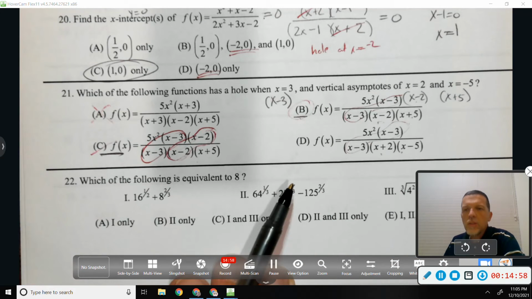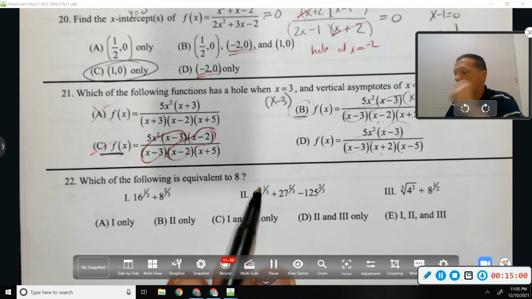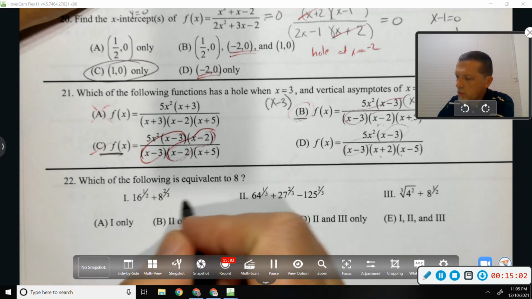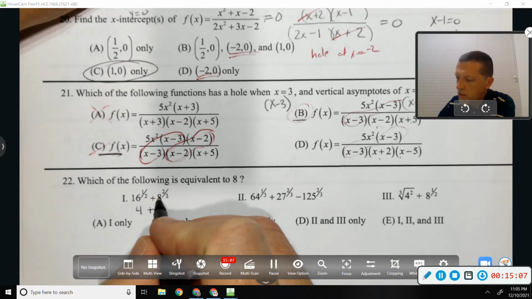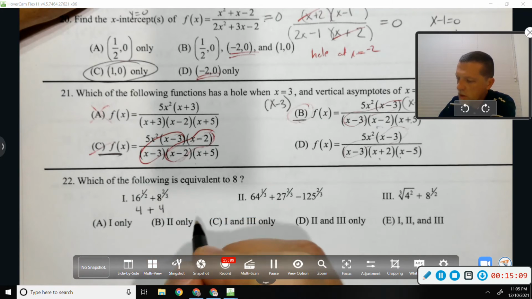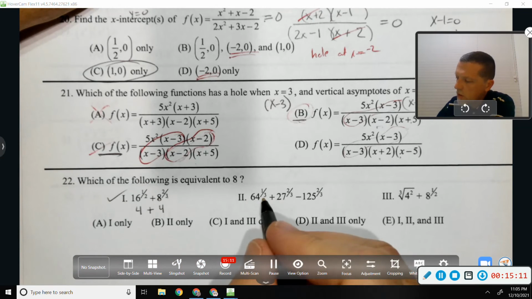Which of these is equal to 8? Hopefully that's not too bad. You just do the powers. So 4 plus cube root of 8 is 2. 2 squared is 4. So that one's 8. 4th root of 64.